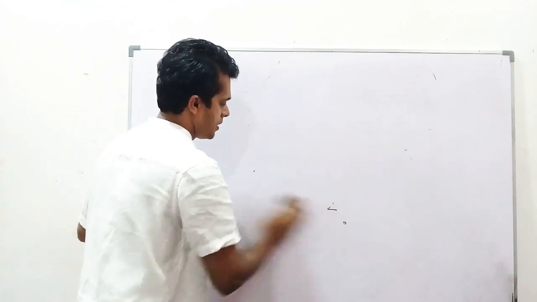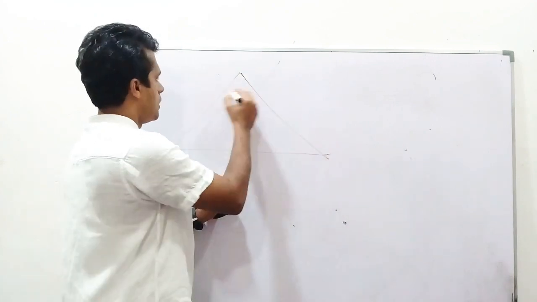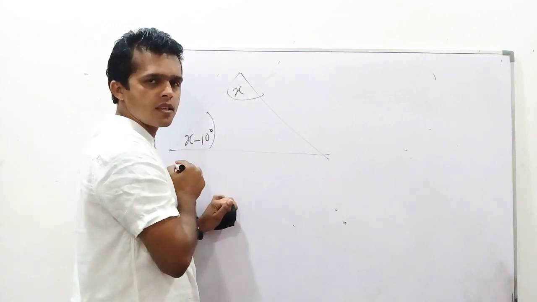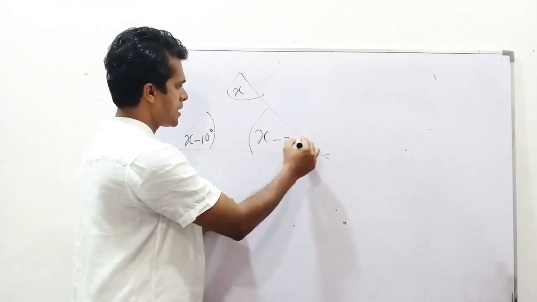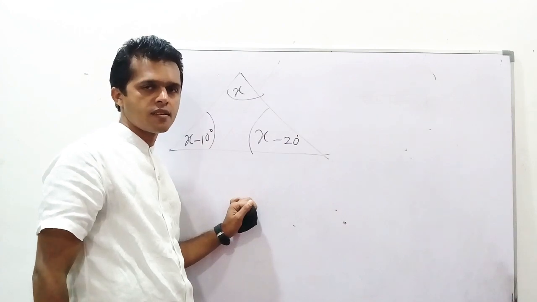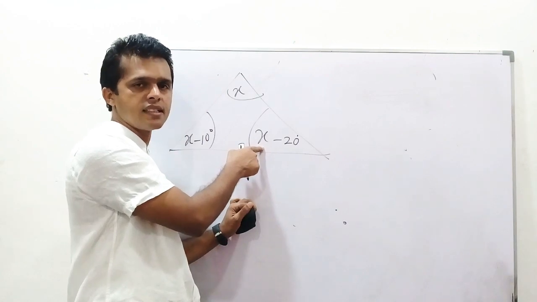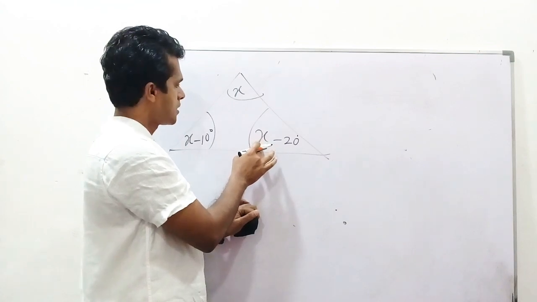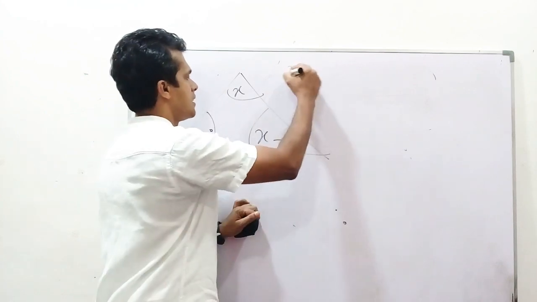Next sum. This is x. This is x minus 10 degrees. This is x minus 20 degrees. How can you calculate the value of x? This angle plus this angle plus this angle equals 180 degrees. So x plus x is 2x, plus x is 3x.